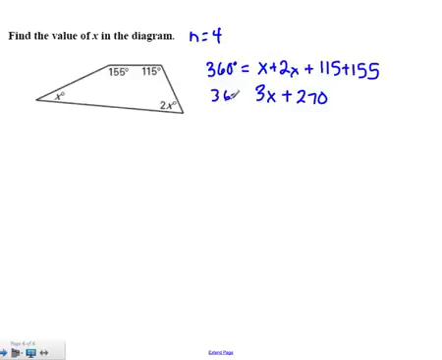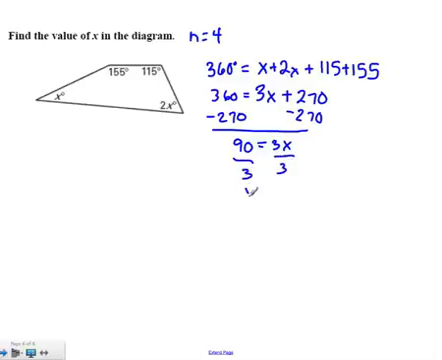So I have 360 equals 3x plus 270. If I subtract 270 from both sides, I would just have 90 over here, or 3x equals 90. I'll divide both sides by 3, and x will equal 30. That tells us that this angle over here is going to be 30 degrees. This angle, 2 times 30 is 60. So this angle over here would be 60 degrees.